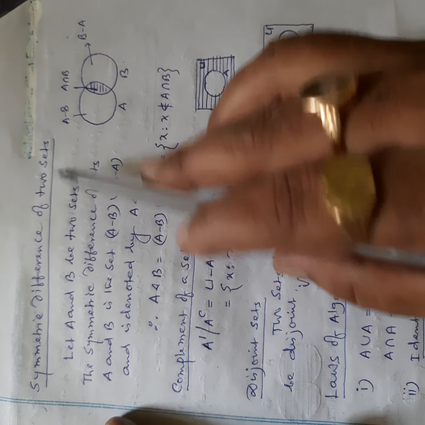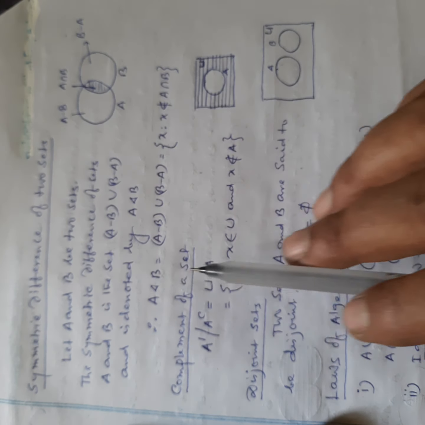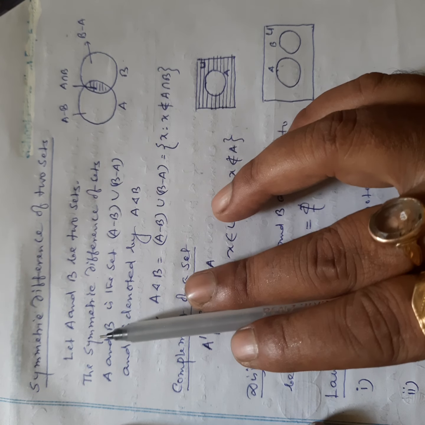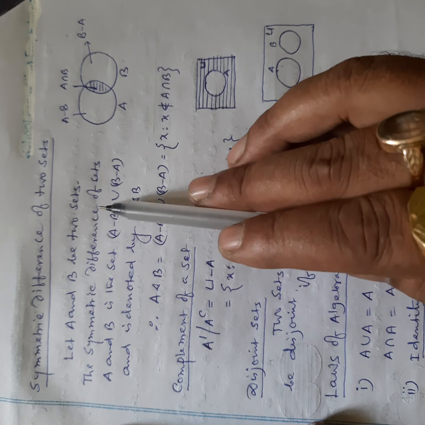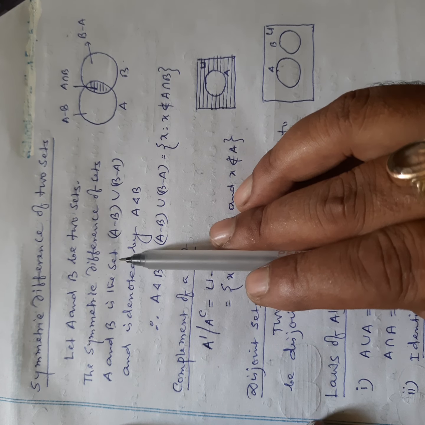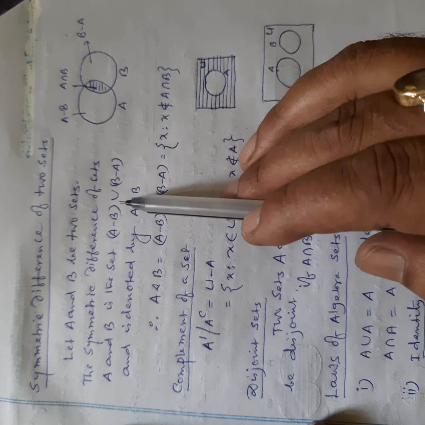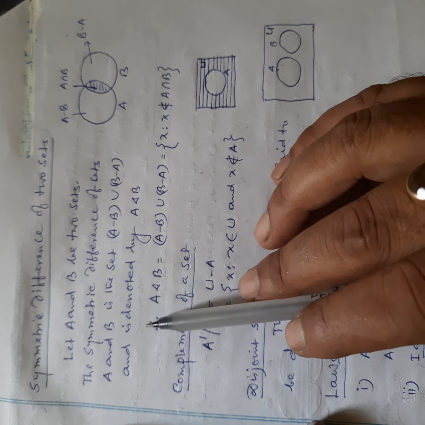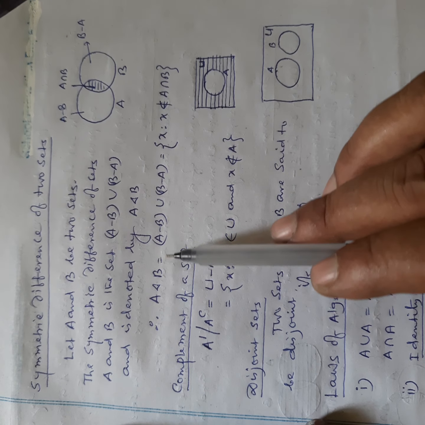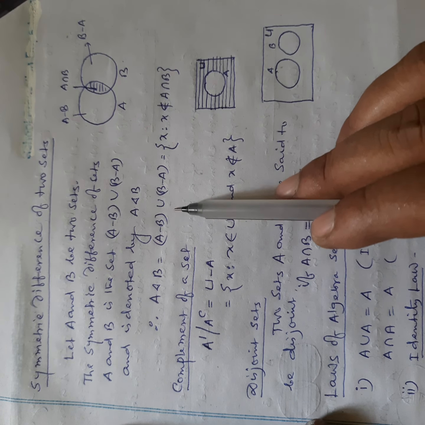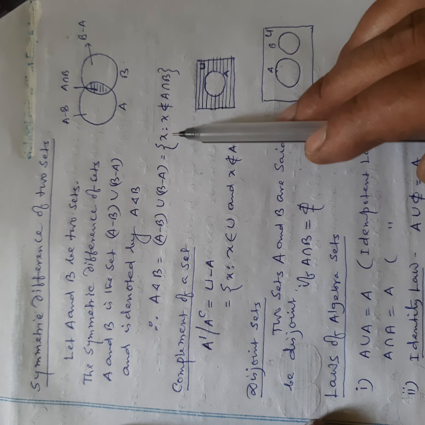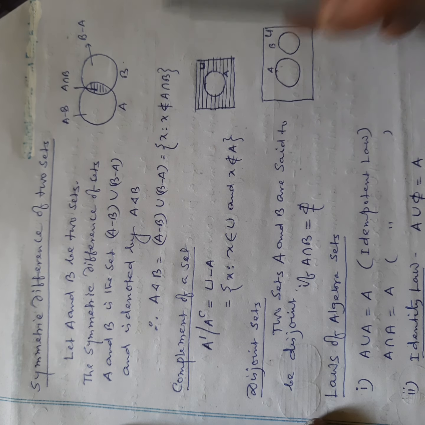Symmetric difference of two sets. Let A and B be two sets. The symmetric difference of sets A and B is the set A minus B union B minus A and is denoted by A delta B. That is, A delta B equals A minus B union B minus A, which equals x such that x does not belong to A intersection B.